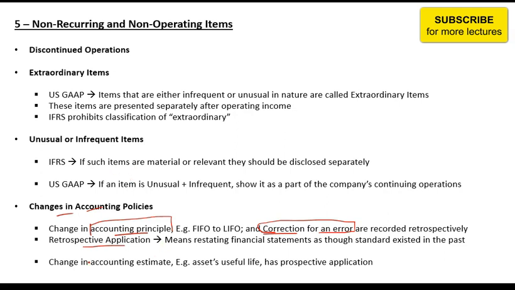But if there is only a change in accounting estimate, that can have a prospective application. For example, if you have changed the estimate of useful life for an asset, it does not require the company to restate previous financial statements. It can just apply it from this year onwards. So if there is a change in estimate, that is prospective. If there is a change in accounting principle or correction of an error, that is retrospective.